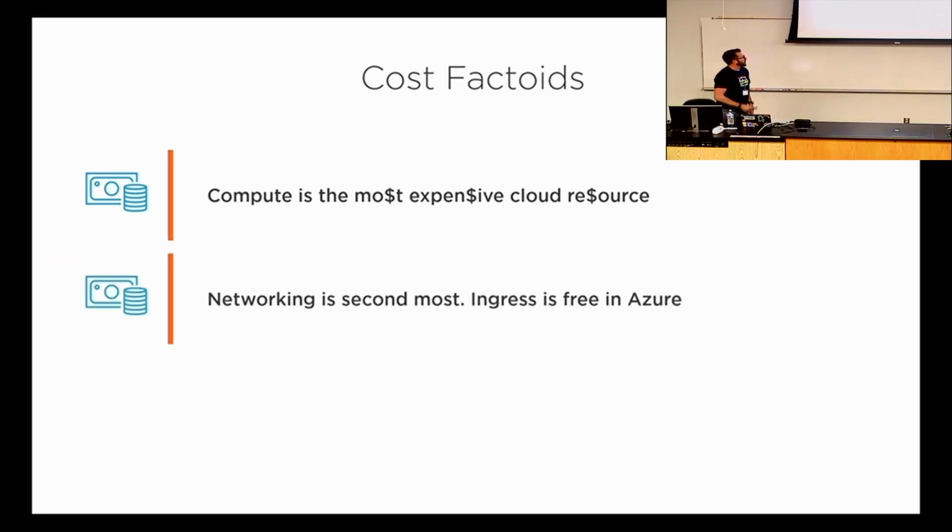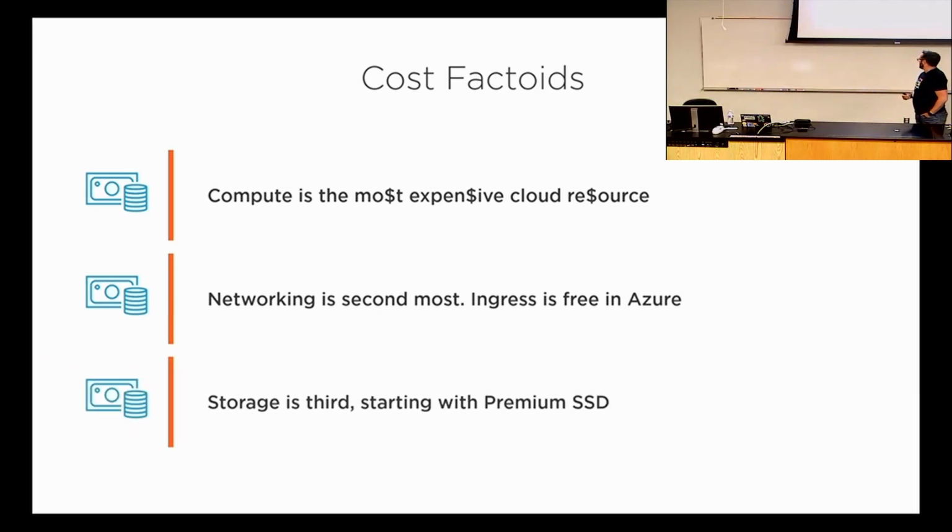Networking is second. Now within Azure, and I'm going to make an assumption with some of the other cloud providers, ingress is free, meaning inbound traffic is free. Outbound is where you're going to get dinged with the transactions. And then storage is third.